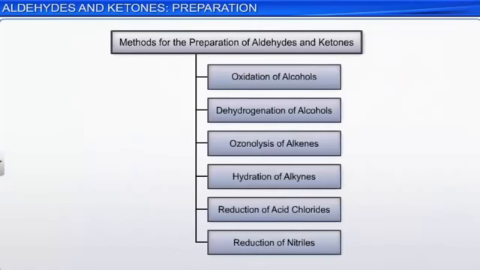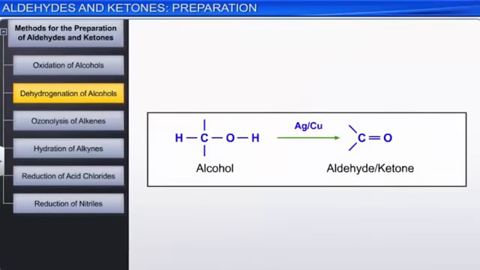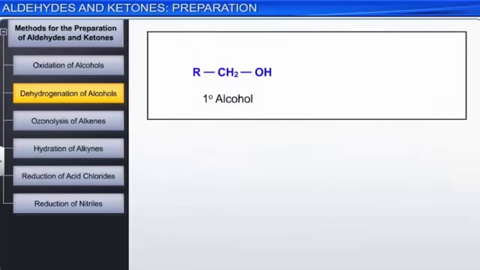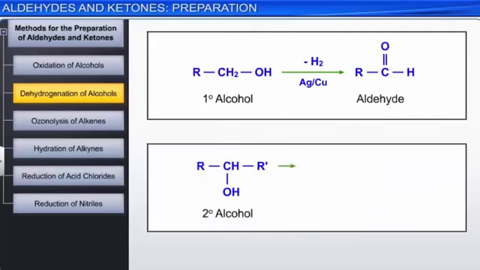Another method of preparing carbonyl compounds from alcohols is by the dehydrogenation of alcohols. This method is suitable for the oxidation of volatile alcohols. It involves passing vapors of an alcohol over metal catalysts like silver or copper. Dehydrogenation of primary alcohols yields aldehydes, while that of secondary alcohols yields ketones.